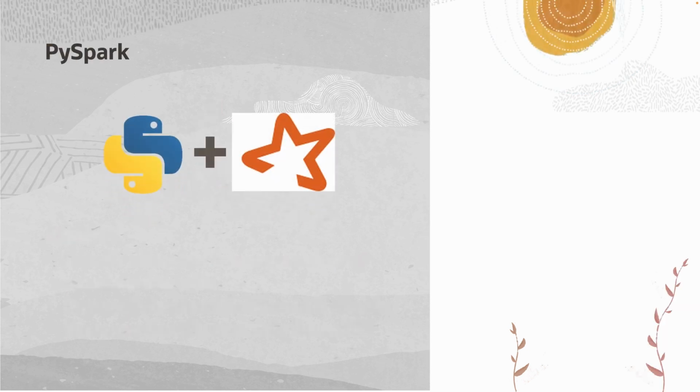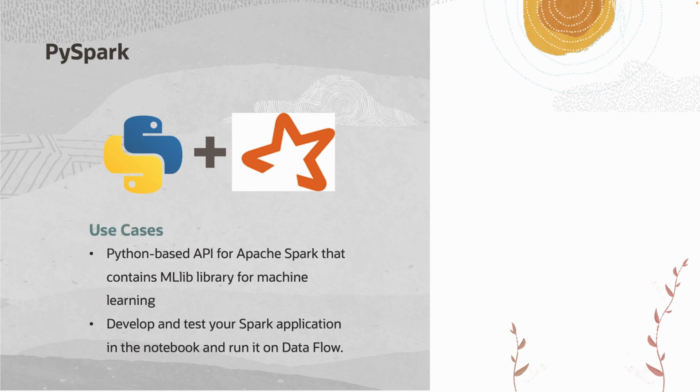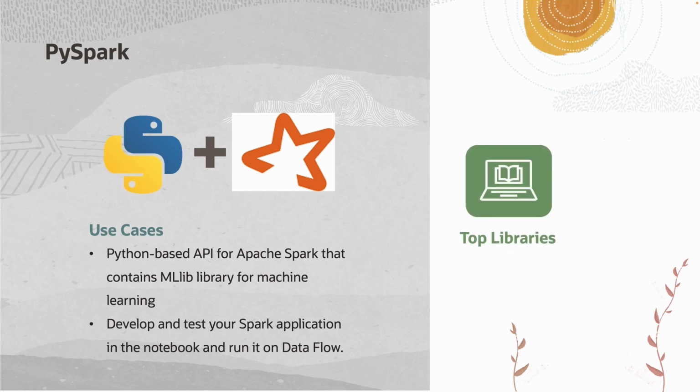PySpark is a Python-based API for Apache Spark. Apache Spark is a framework for processing huge amounts of data on a distributed compute system. It contains the very powerful MLlib, which is a specialized library for machine learning. The Conda environment allows you to write your test code in a notebook session and then execute it on Dataflow, where Dataflow is OCI's Spark system. It includes packages such as Spark SQL Magic, which allows you to execute Spark SQL commands directly in the notebook.